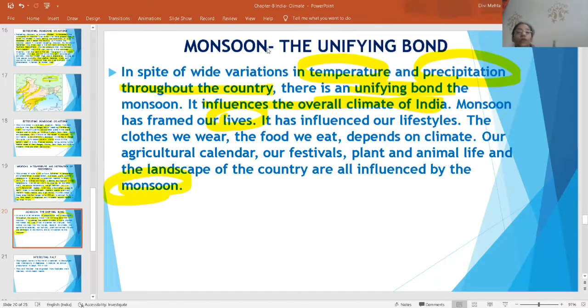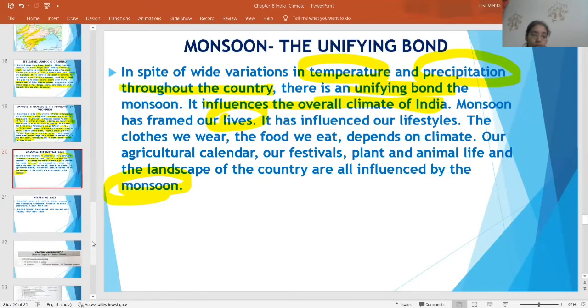So the monsoon influences our lifestyle, the clothes we wear, the food we eat, and agriculture also depends upon the monsoon. Many festivals come in the monsoon season, and plant and animal life also depend upon it. So the landscape of the whole country is highly influenced by the monsoon.